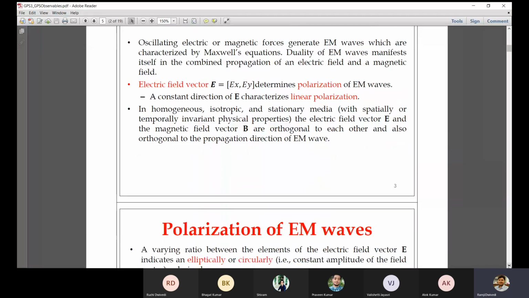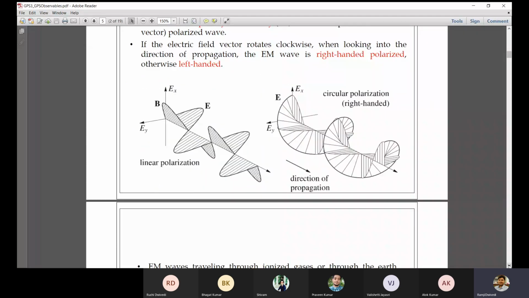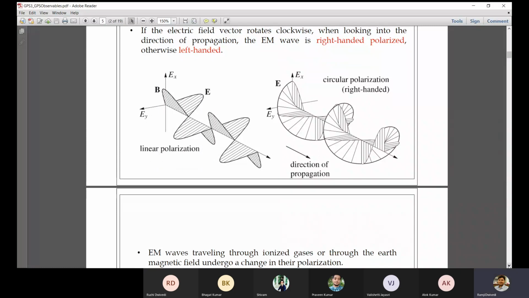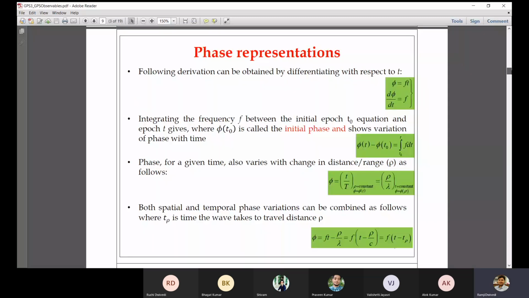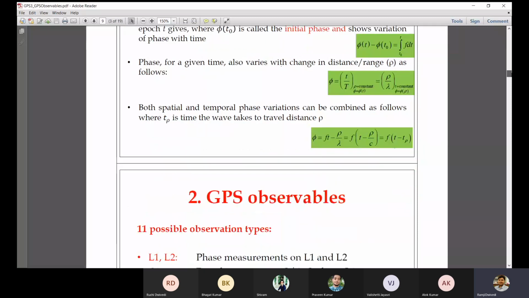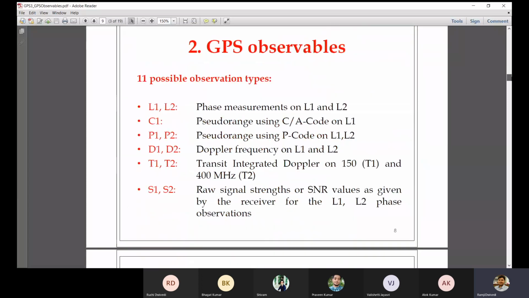This is the right-handed circularly polarized pattern, which is the characteristic of the GPS carrier wave. The EM wave properties: y(t) is equal to A sin(omega t), where omega is 2 pi f, plus phi if you are looking at the phase term. These are the properties of the phase representation. d phi by dt becomes the frequency. The change of phase is the frequency, obviously.